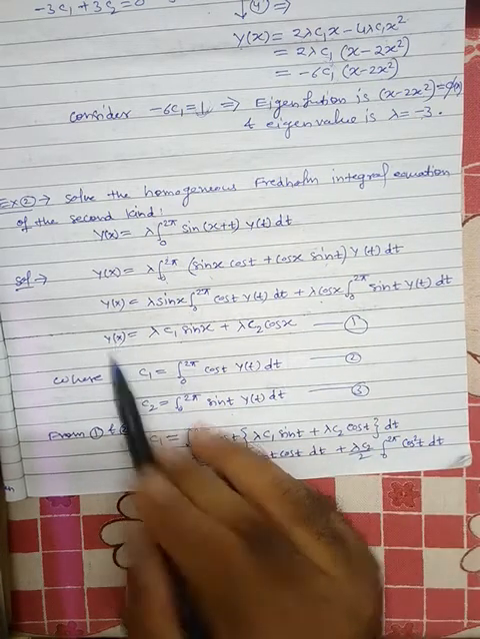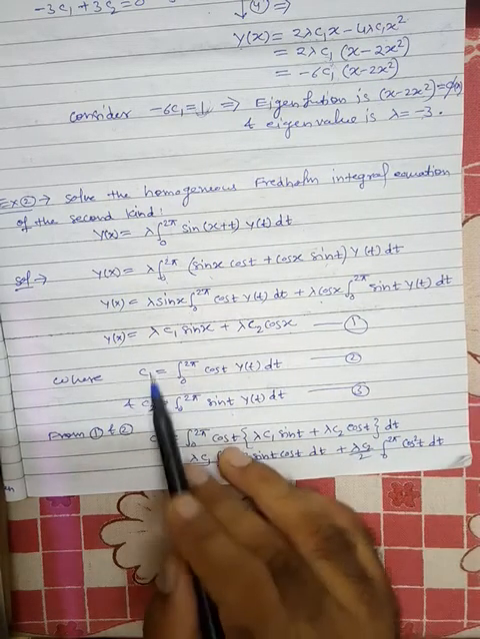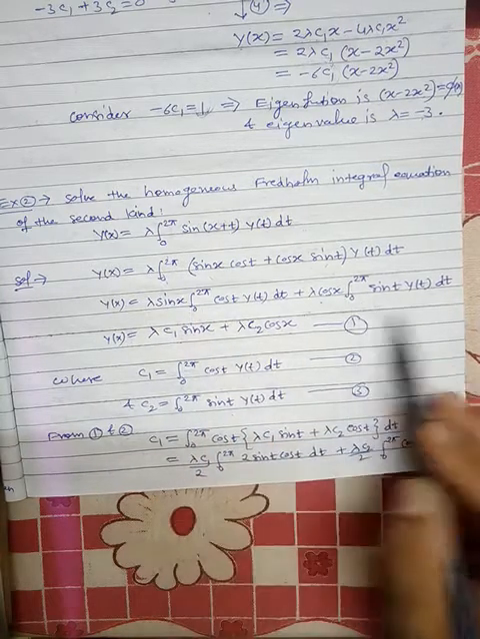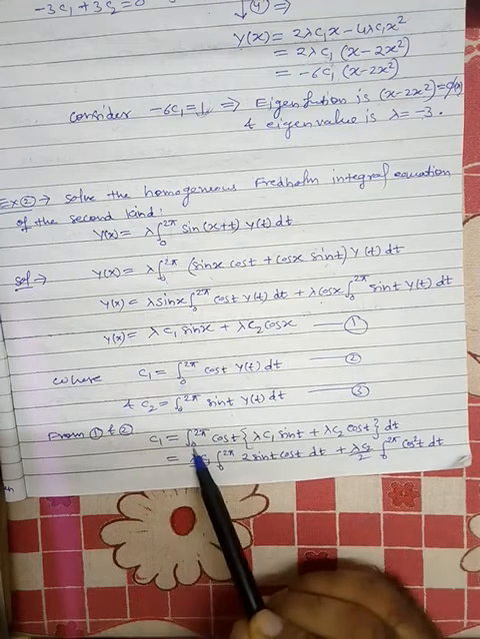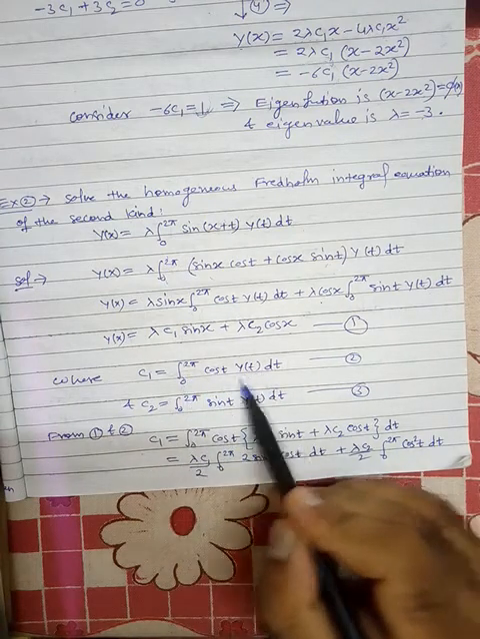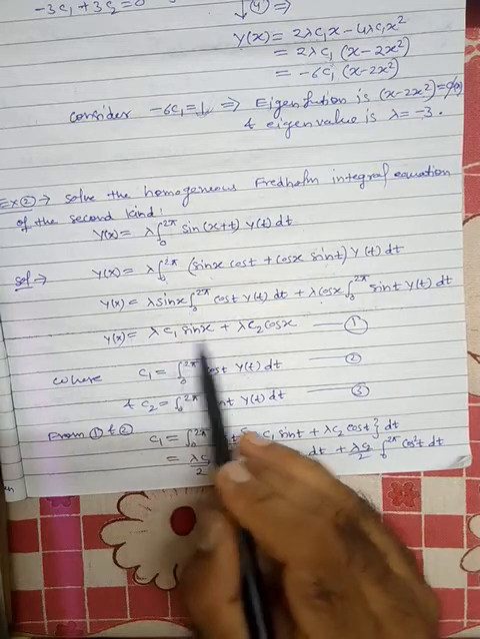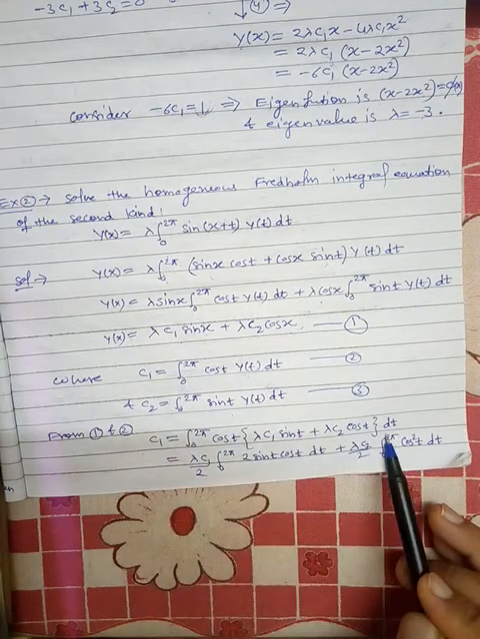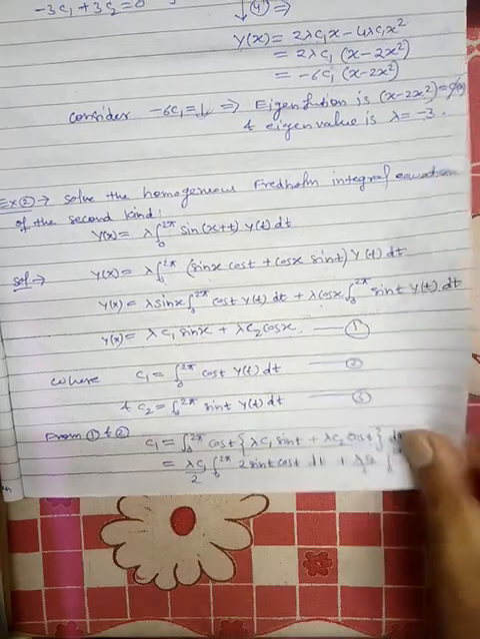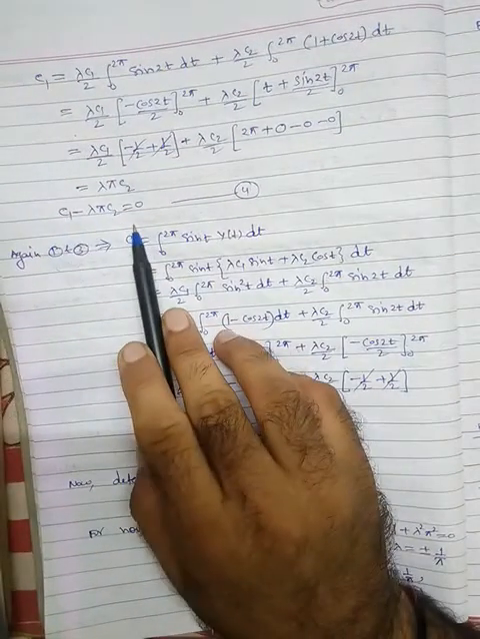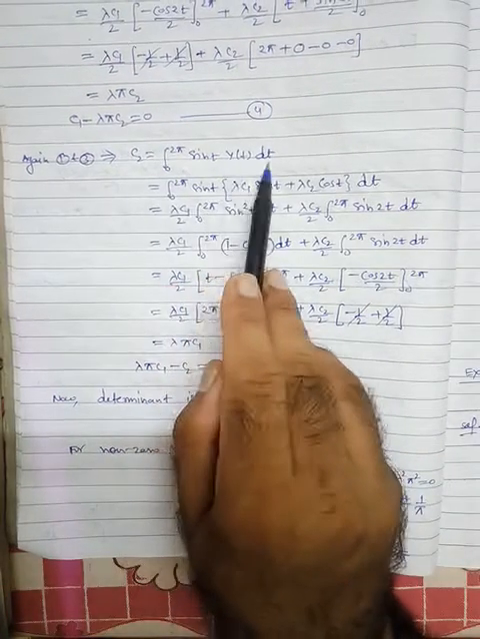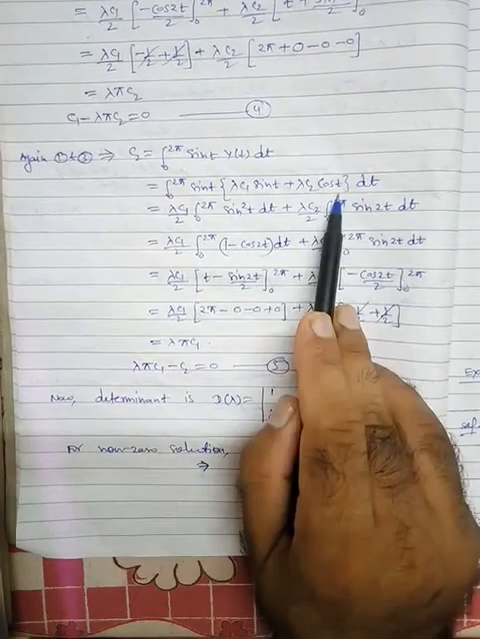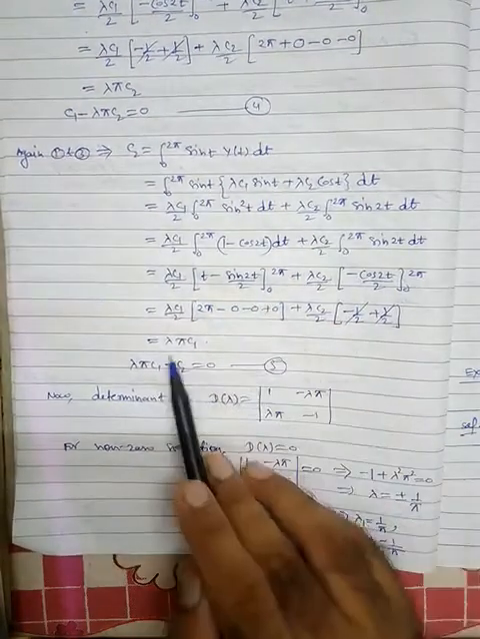So now we will put this y(x) here. Because c1 is this integral, and c2 is this integral. Now we will consider equation number 2. So c1 is equal to the integral from 0 to 2 pi of cos t y(t), but y(t) is according to this, lambda c1 sin t plus lambda c2 cos t. So written here, simplified the calculation, and we get this equation. Similarly, c2 is the integral from 0 to 2 pi of sin t y(t) dt, but y(t) is this. So replace this value, again simplify the calculation, and we get this equation.